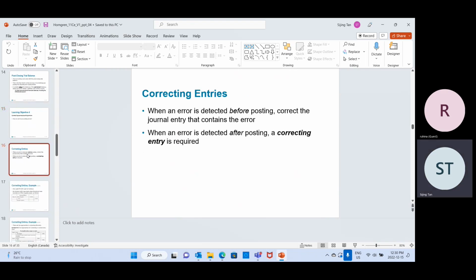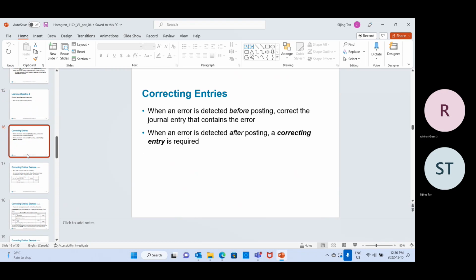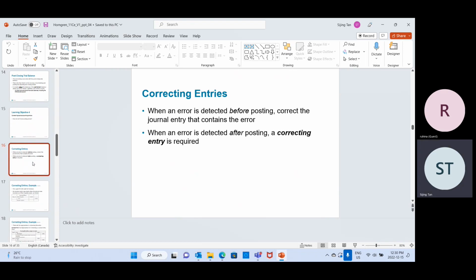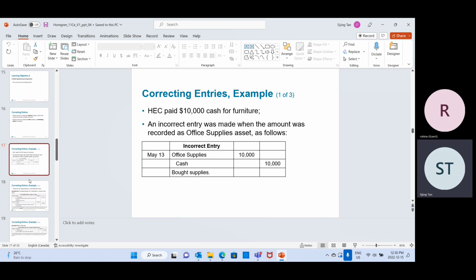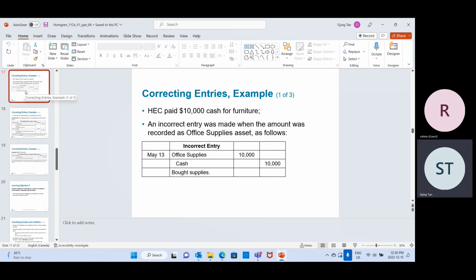How do we fix accounting errors? We didn't talk about that. I think last time we talked about how to detect if there are accounting errors, right? We divide by 9. If it is evenly divisible, then there must be some errors. We need to check the journal entries to find the wrong numbers. Now, how are we going to correct the journal entries? We have examples right there.